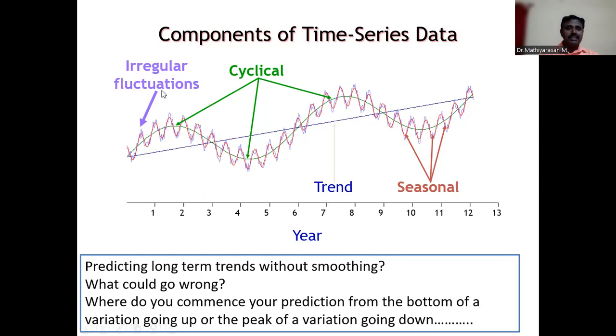Here there are certain data where you can see irregular fluctuations. Here there are certain data in the form of a cyclic nature. Every particular period of time it will be repeating. And there are certain seasonal variations. There is also a long-term trend.